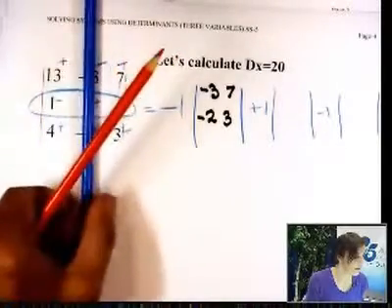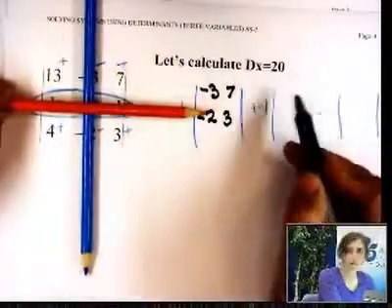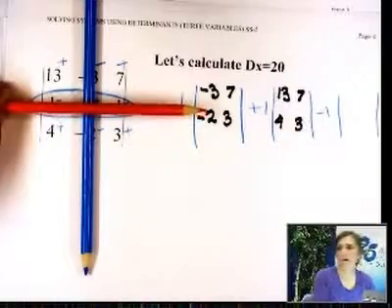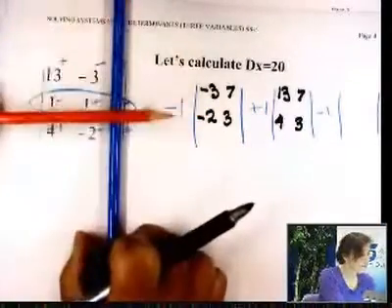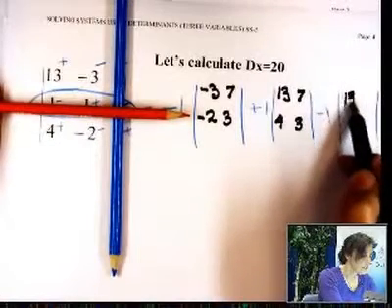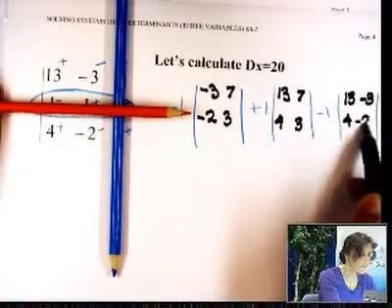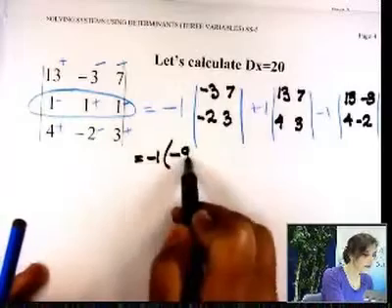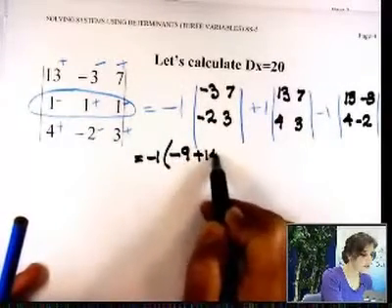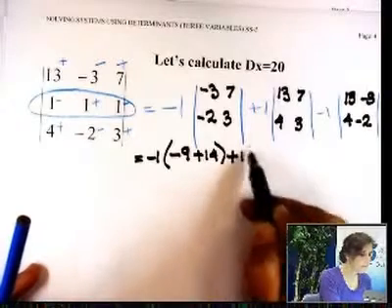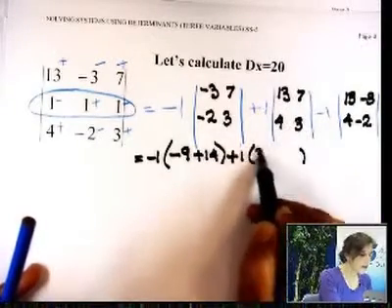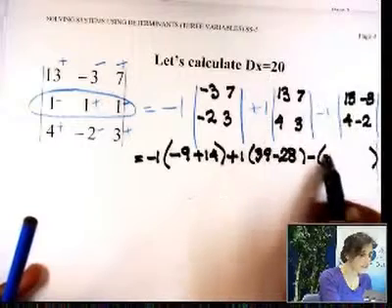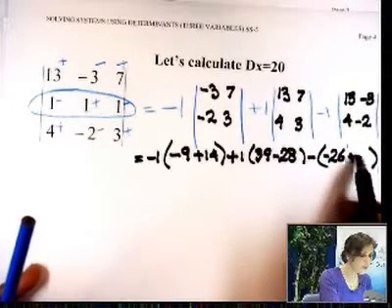Now I'll do plus 1. That one is going to be 13, 7, 4, 3. Okay? And then this one is going to be 13, negative 3, 4, negative 2. All right. Negative 1. So this one is negative 9, negative 14, plus 14, because I have to subtract. Plus 1. 13 times 3, 39, minus 28, minus, that's negative 26. This is minus, plus 12.